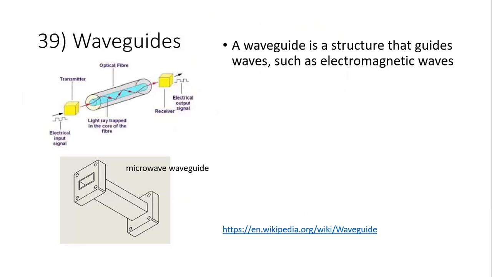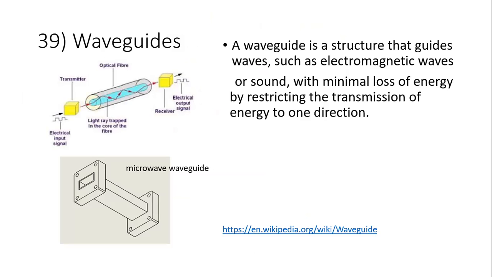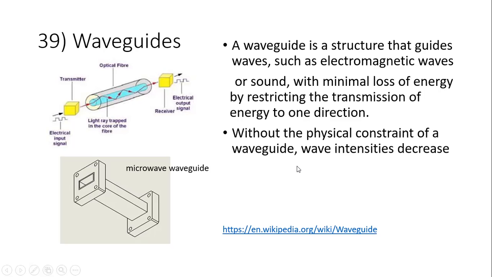Okay, let's go to waveguide. What are waveguide? It's a structure that guides waves such as electromagnetic waves or sound waves with minimum loss of energy by restricting the transmission of energy in one direction. Just like here, right? Without the waveguide, we are sending the signal through air, and it will go in all different directions. But with the optical waveguide, in this case, optical fiber, then you channel in one direction or one dimension. Right? This is for microwave waveguide.